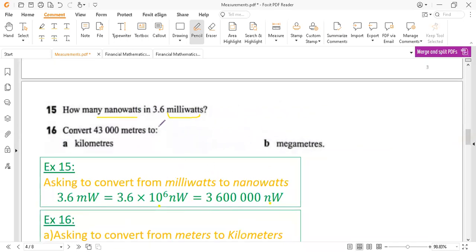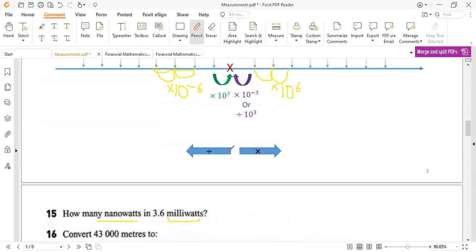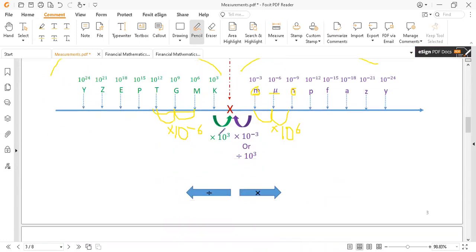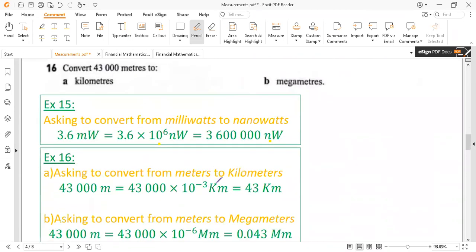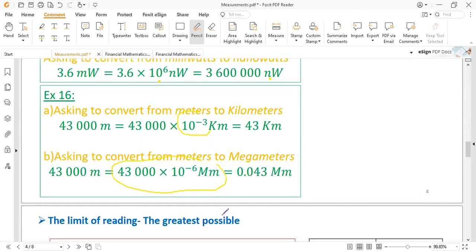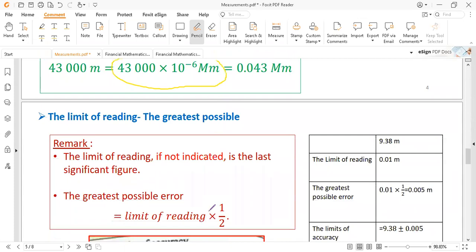And for the next exercise, we want to convert from meter to kilometer to megameter. From meter, we are at the base unit, and we want to convert it to kilometer. So we want to move to the left. One step, one increment, we multiply by 10 power minus 3, and to find its equivalent in megameter, we multiply by 10 power minus 6.